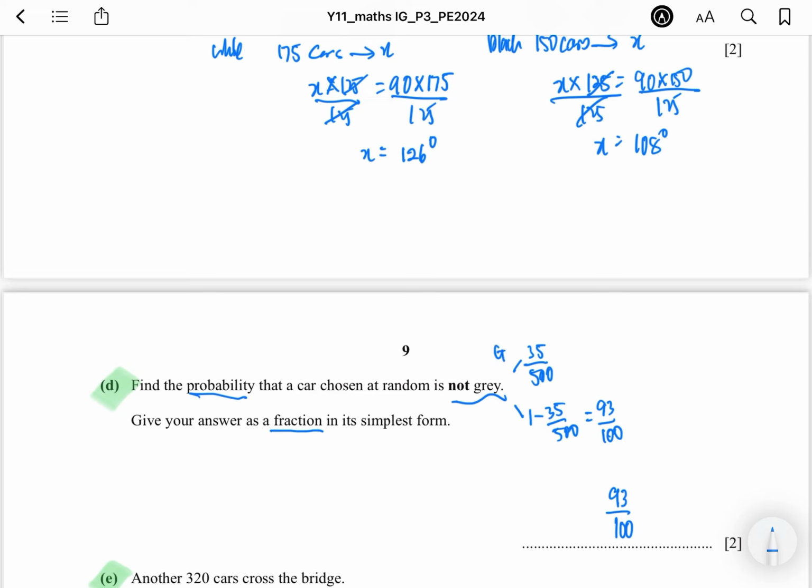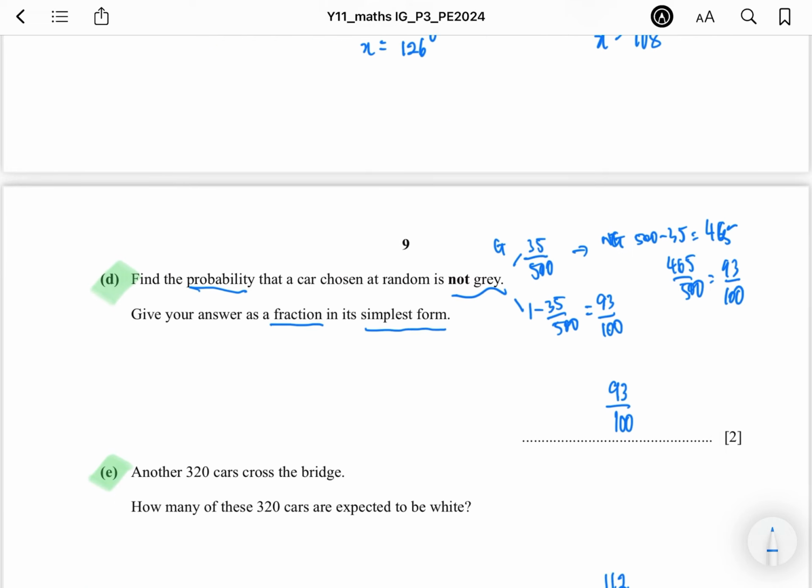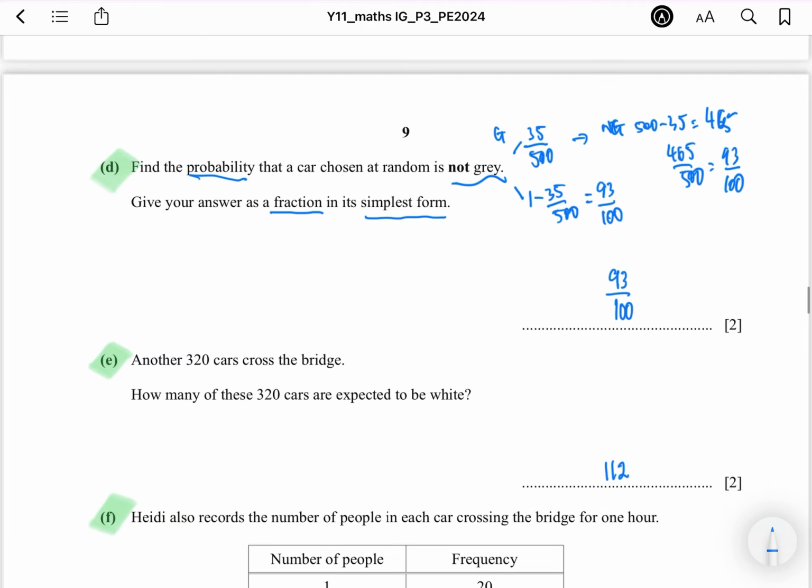Or if this is gray, that means not gray is 500 minus 35, which is 465. So that means the fraction will be 465 over 500. And if you use a calculator, that would be simplified to 93 over 100 as well. So either way, okay, because he wants the simplest form. Using a calculator would be easier.